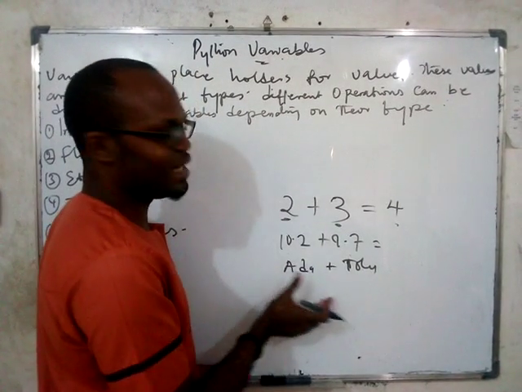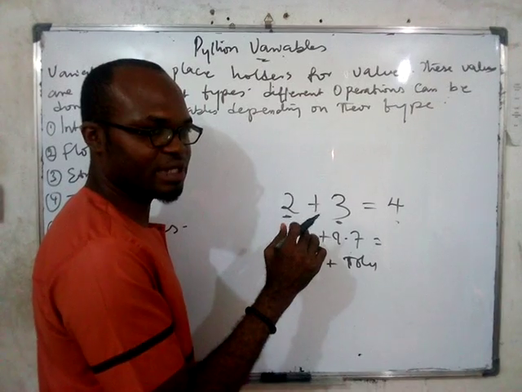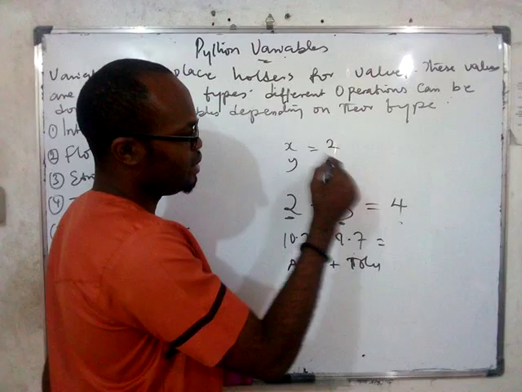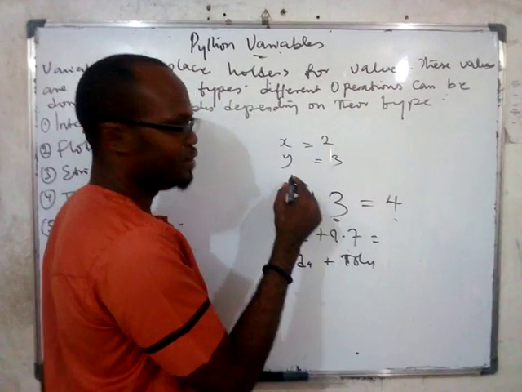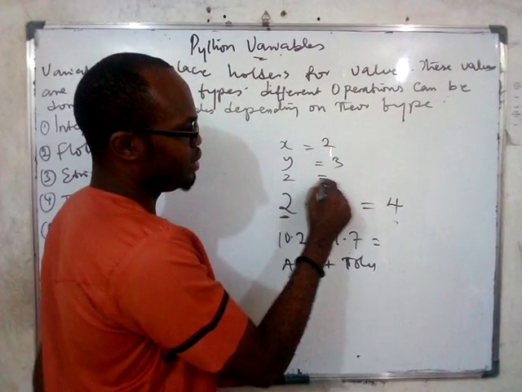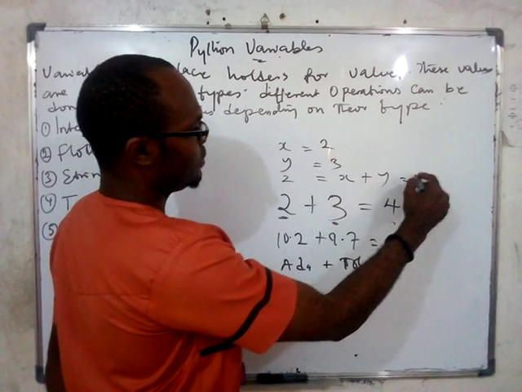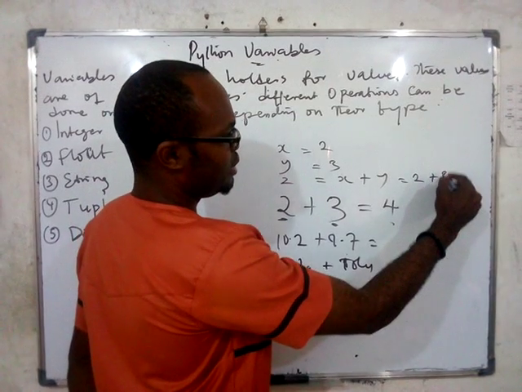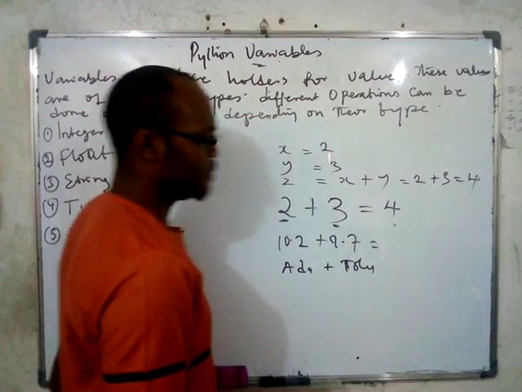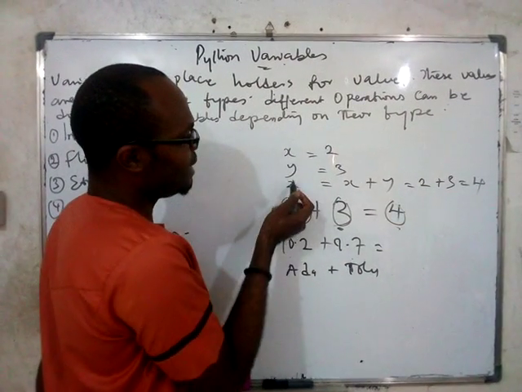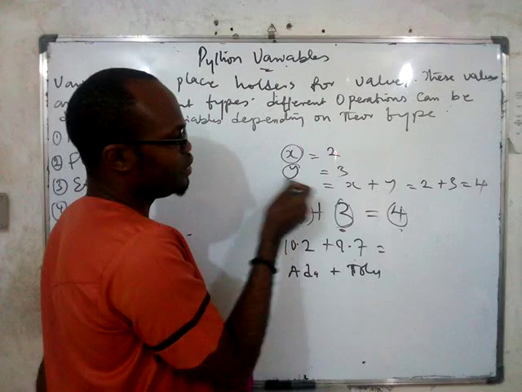These values, you can assign them to a variable. Exactly. You can say that x is equal to 2, y is equal to 3. So z is now equal to x plus y. What is x plus y? x is what? 2. And y is what? 3. To give us what? 5. So all these things are known as values, whereas these which you assign them to are known as variables.